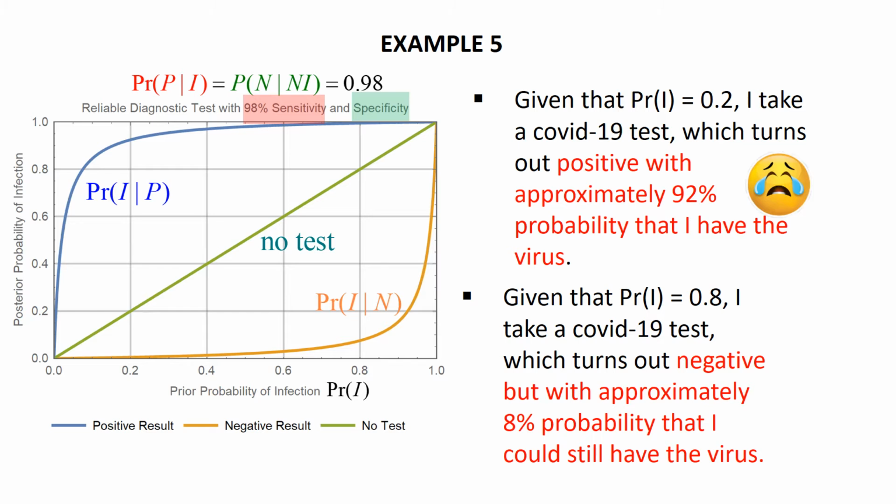So what happens if someone else goes along and the prior is 0.8 and they take the test and the test turns out negative? So that's good news, negative for the virus. But if you go up from 0.8 on the x-axis, on the y-axis you get roughly 0.08, which means that there's an 8% probability it could be a false negative. So that's almost a 1 in 10 chance that the negative test is wrong.